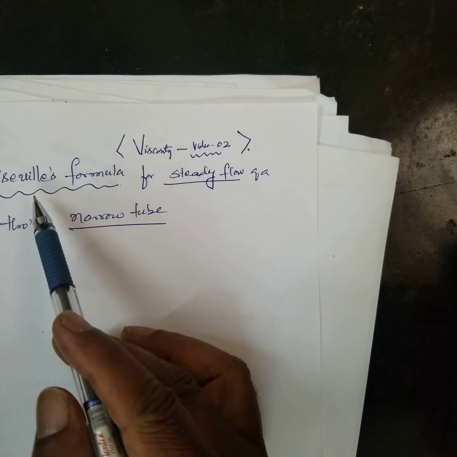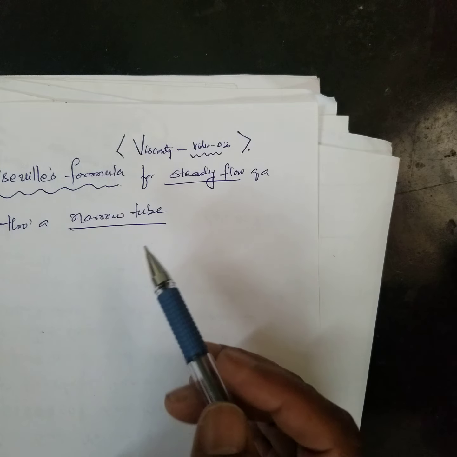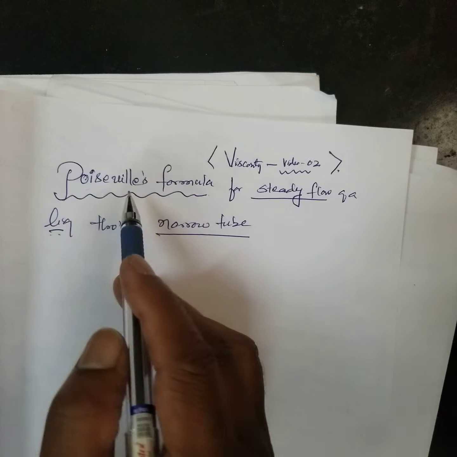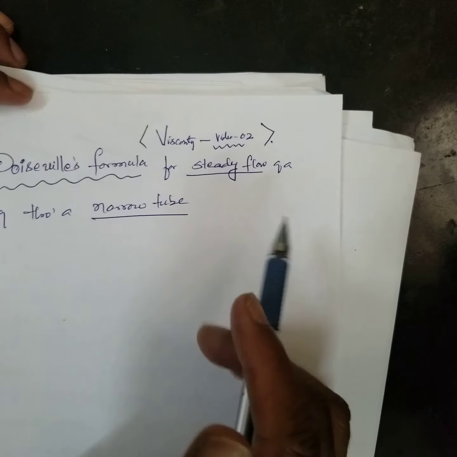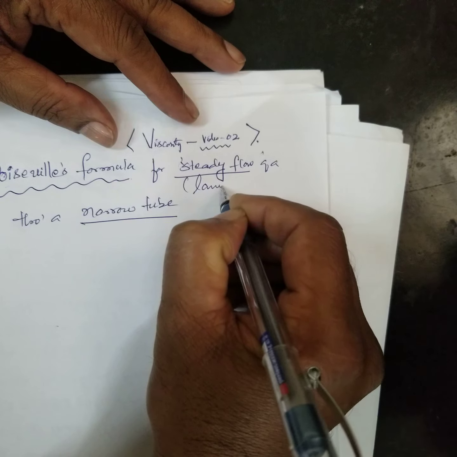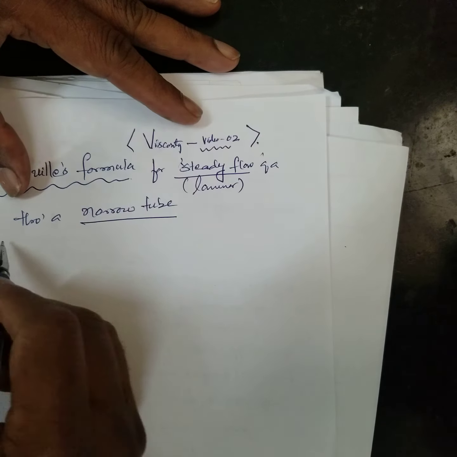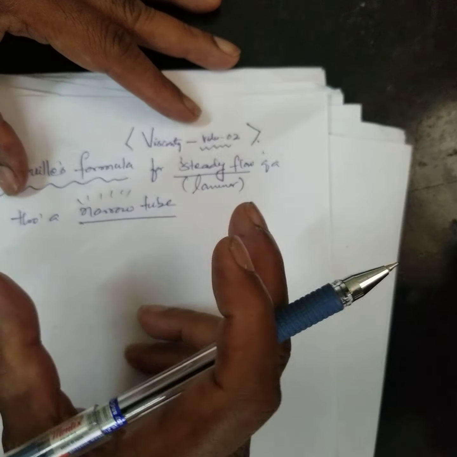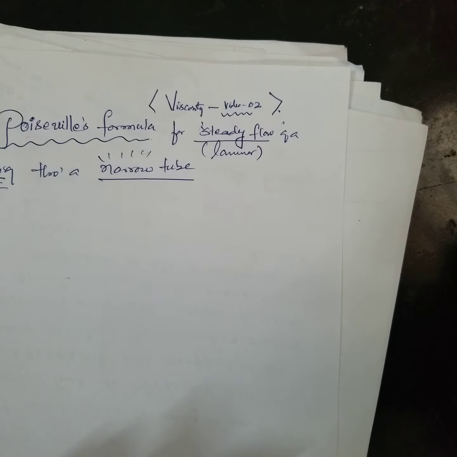In this video, I am going to discuss how to derive the Poiseuille formula. Be careful about the spelling. It is for steady flow or laminar flow of a liquid through a narrow tube, not a broader tube, a narrow tube.